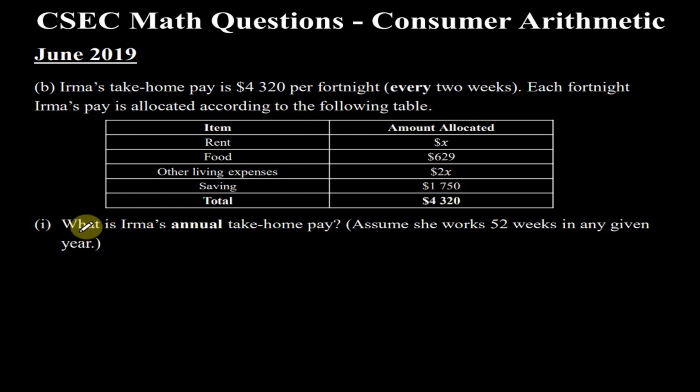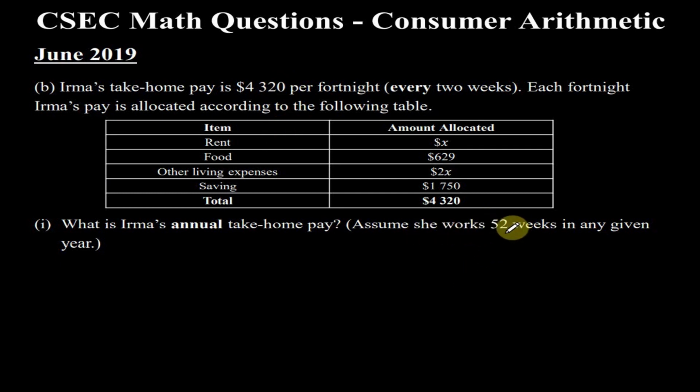Now the question is in part 1, what is Irma's annual take-home pay, which is yearly? That's what annual means here. What's her yearly take-home pay, assuming she works 52 weeks in any given year, right? Now recall that Irma's pay per fortnight is $4,320. Now fortnight means every 2 weeks.